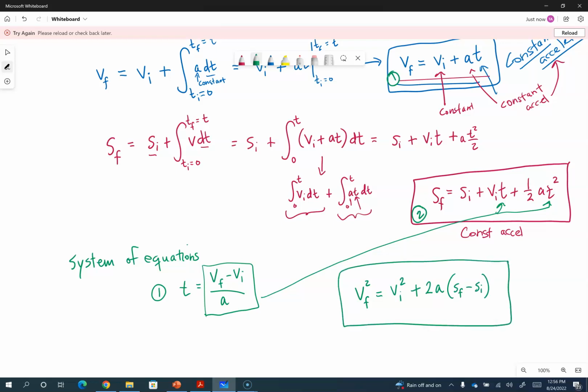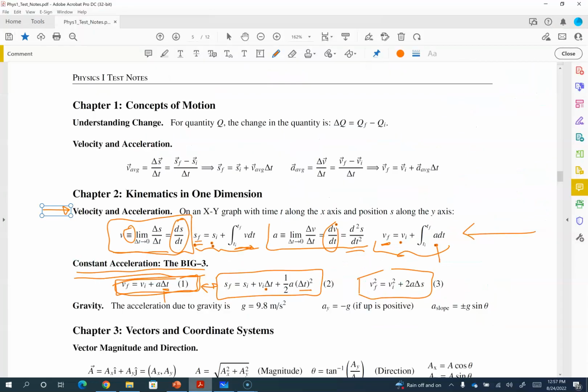The final velocity squared will equal the initial velocity squared plus 2 times the acceleration times S final minus S initial. Remember, final minus initial can be written as delta S. Going back to the test notes, we see the delta S in here. So that's what we mean by S final minus S initial.